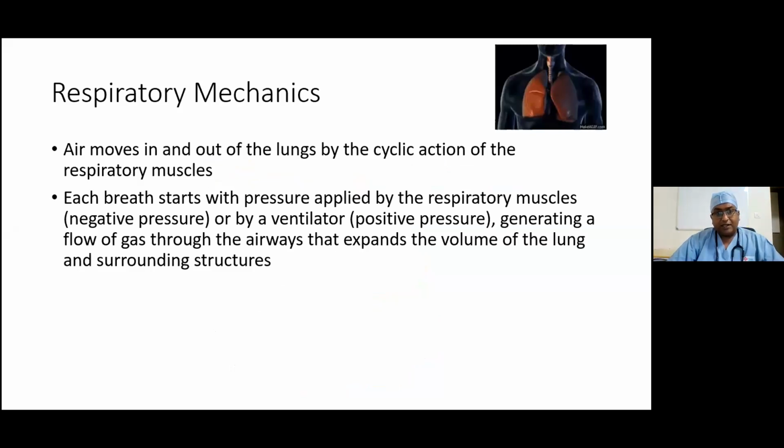Air moves in and out of lung by cyclic action of respiratory muscle. So this is what we call breathing. Each breath starts with pressure applied by respiratory muscle, which causes a negative pressure, or by a ventilator, which gives a positive pressure. So it generates a flow of gas through airways, either by a negative pressure or by a positive pressure from the ventilator, which expands the volume of lung and the surrounding structure. Surrounding structures means the chest wall and the pleura.